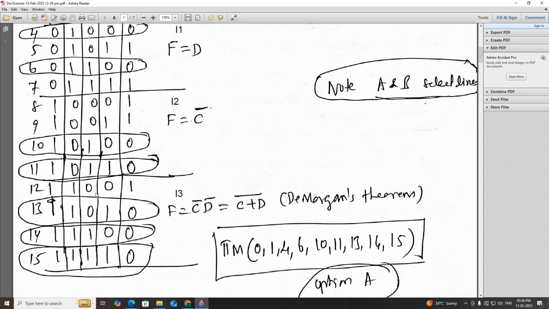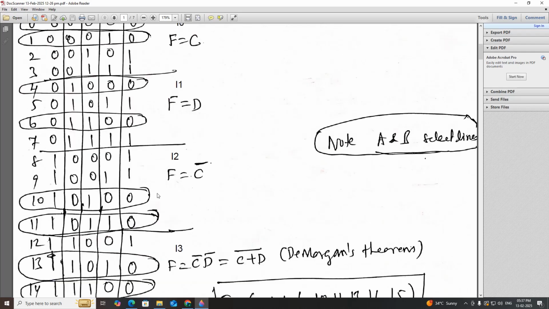So we know if C is 0 and D is 0, 0 plus 0 is 0, complement. So for 0 0 input, the NOR gate output is 1. For the 0 1 combination, and for the remaining 1 0 and 1 1, the NOR gate output will be all 0.